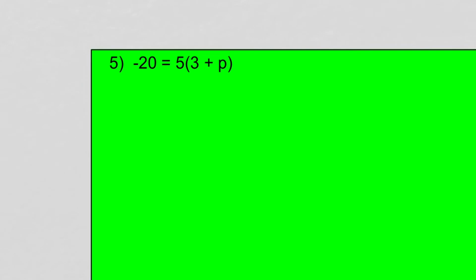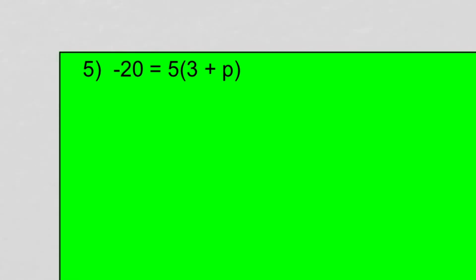Okay, last one. Let's do one last question, a little bit different. Okay. Negative 20 equals 5 times 3 plus p. Well, this time the parentheses are on the other side of the equal sign. Well, let's do it the first way where we expand it out. This will be negative 20 equals, okay, we're going to distribute the 5 to each term in the parentheses. 5 times 3 is 15, and 5 times positive p is plus 5p.